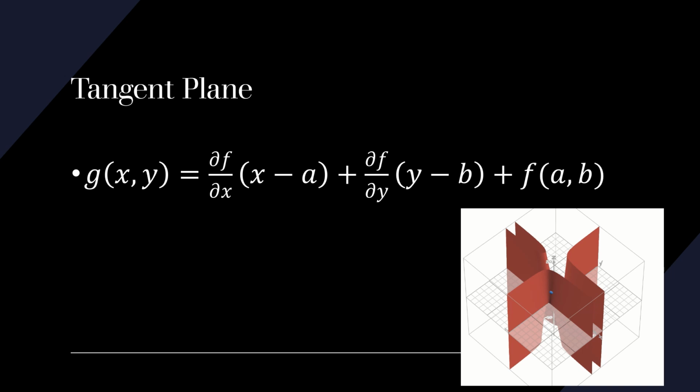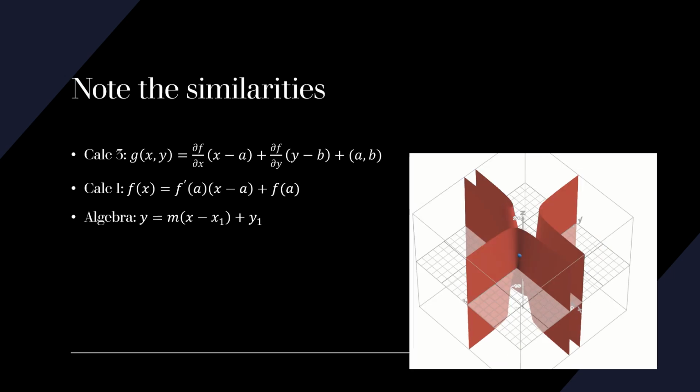Note that this is how we're going to find the equation of the tangent plane. Consider that this is really just a variation on a theme. In Calc 3, we have the 3D version, but it's reminiscent of, in Calc 1, you had the 2D version. Note where your derivatives go and how much space between the variable you have and that constant that you evaluate.